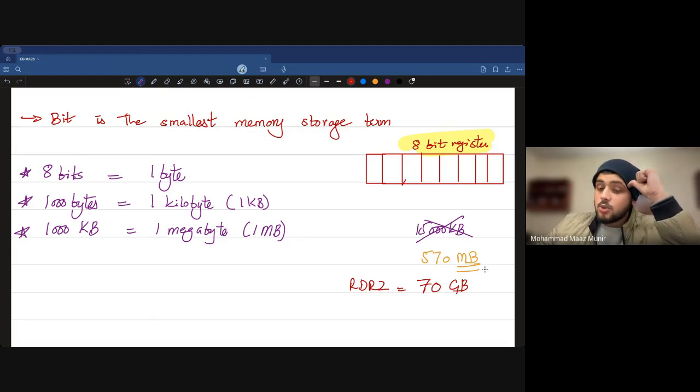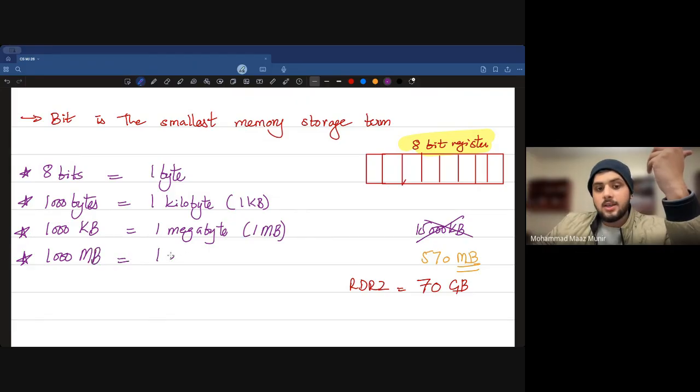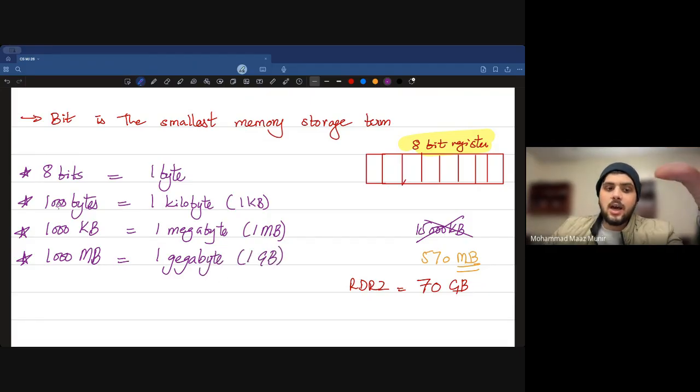And now we aren't using MBs. We introduced a newer form and said that if we have 1000 MBs, that is going to be 1 gigabyte, or I can say 1 GB. Now you all are required to know that 1000 bytes make 1 kilobyte, 1000 kilobytes make 1 megabyte, and so on.